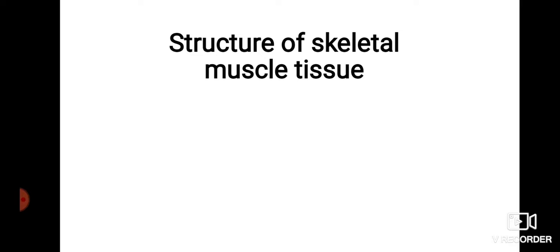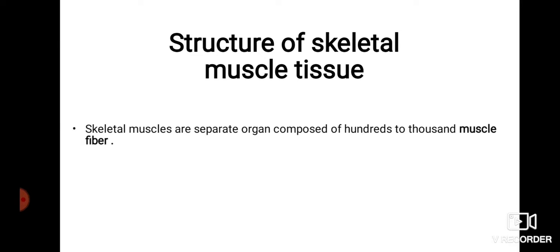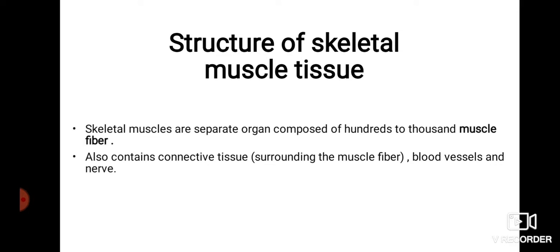So here we see the first structure of skeletal muscle tissue. The skeletal muscle is a separate organ composed of 100 to 1000 muscle fibers, and these muscle fibers are also known as myocytes because of their elongated shape. It also contains connective tissue that surrounds the muscle fibers, and blood vessels, and also has nerves. So skeletal muscle tissue consists of connective tissue, blood vessels and nerves.